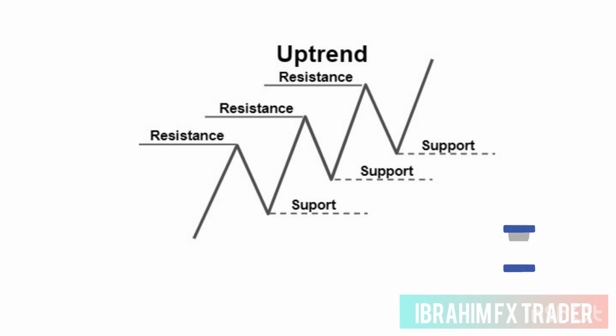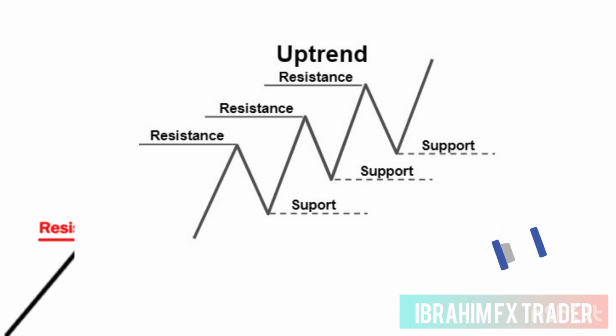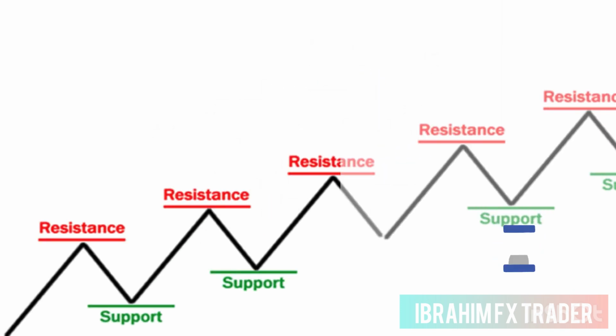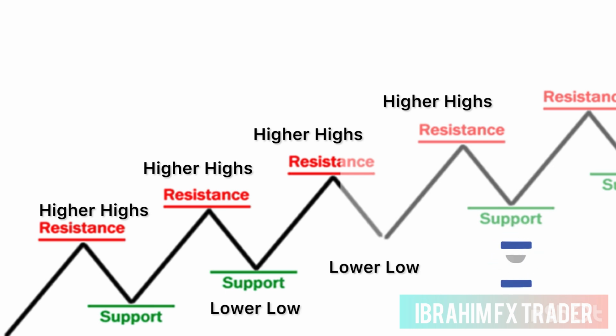Let's start with an uptrend. In an uptrend, the market is making higher highs and higher lows. To apply market structure, we need to identify the key level of support and resistance. We can do this by looking at the previous high and low, as well as any notable level of support and resistance.